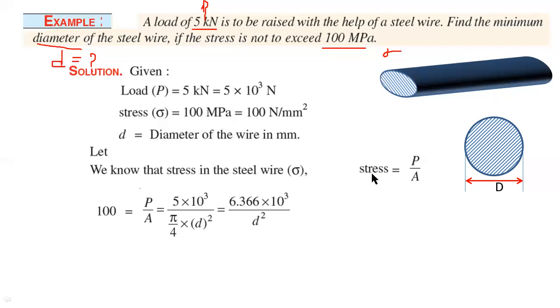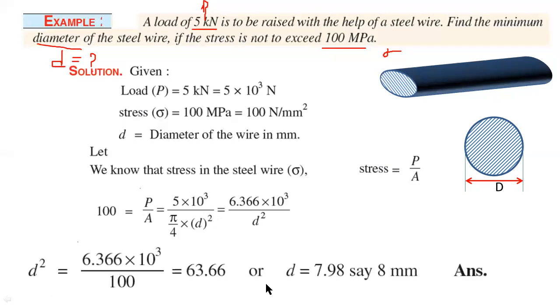So you have to substitute the value of stress equal to 100 Newton per meter square, and P equal to 5000 newtons by area equal to pi by 4 d square. Here small d, you have to find the value of d. So from this equation we got the answer. Diameter small d equal to 7.98 mm. The rounded value of d equal to 8 mm. This is our required final answer for this problem.